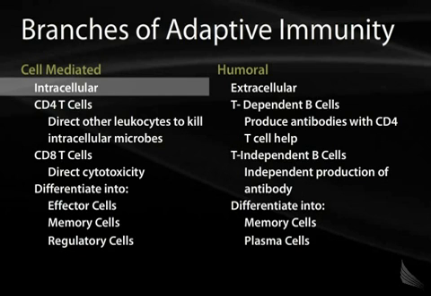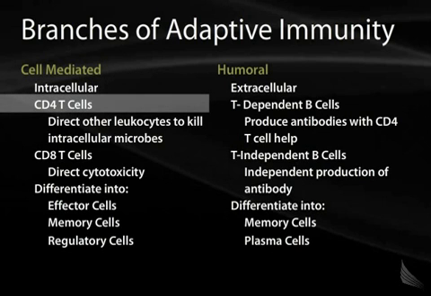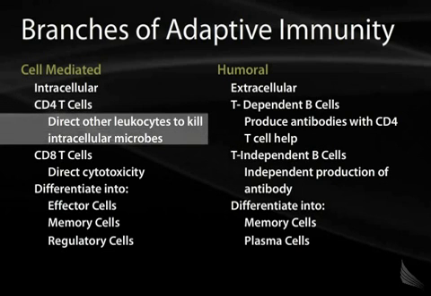The major cell involved in the cell-mediated branch of adaptive immunity is the CD4 positive T cell, the helper T cell. Remember, this is our general. This is our cell that through cytokine release directs all other white blood cells to kill intracellular microbes, to get activated, to enhance phagocytosis. All of that comes through these T helper cells.